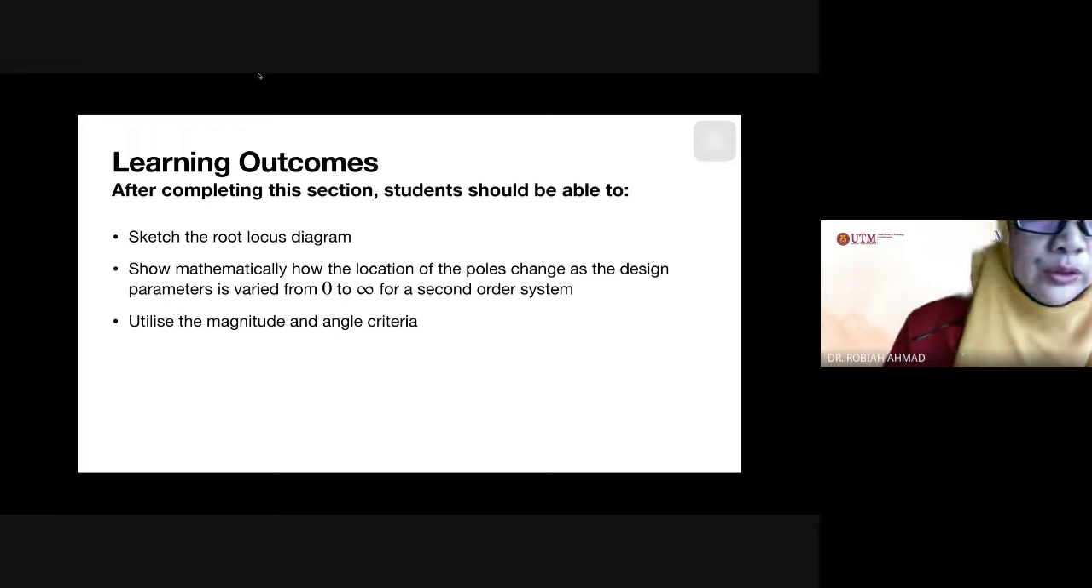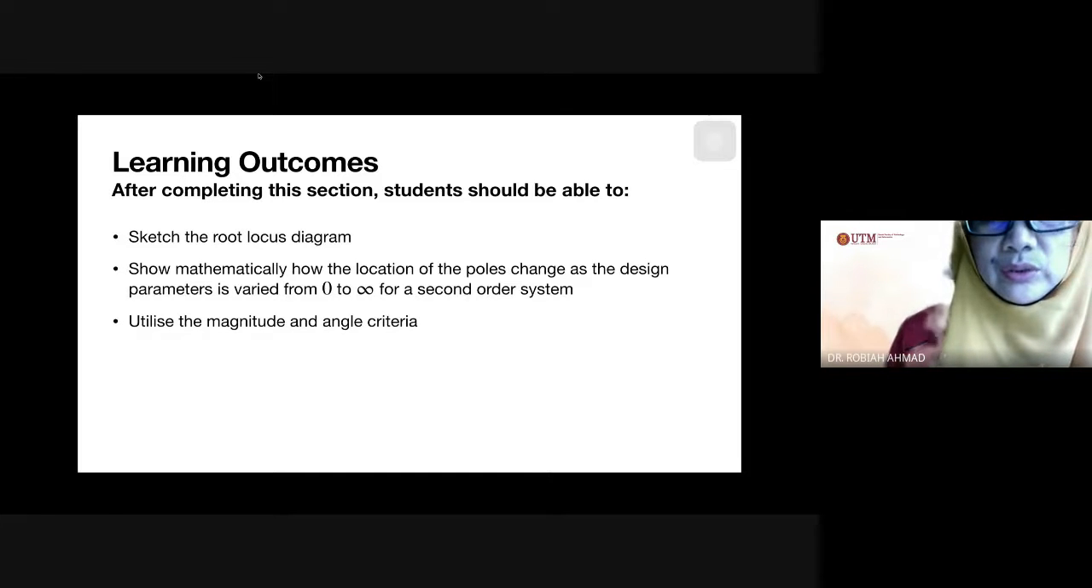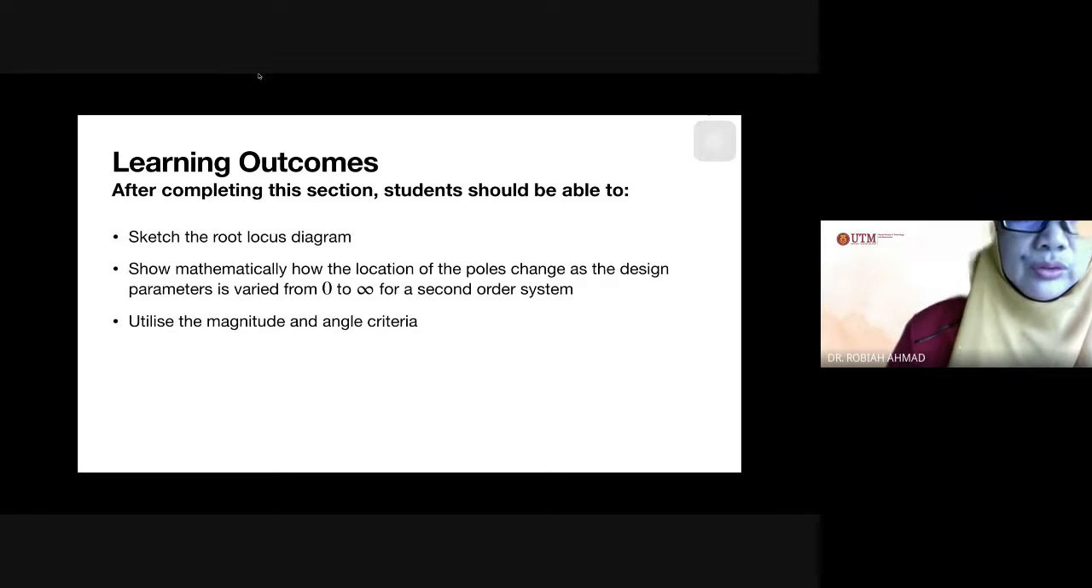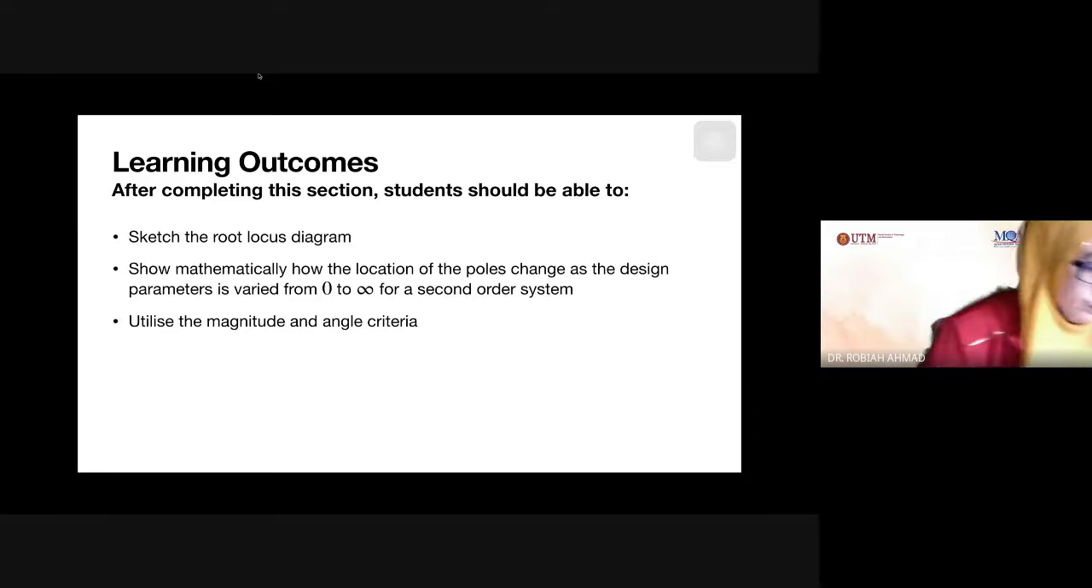The learning outcomes will be, after completing this section, students should be able to sketch the root locus diagram of a system, and then show mathematically how the location of the poles change as the design parameter is varied from 0 to infinity, especially for a second order system, and utilize the magnitude and angle criteria, especially on design. Okay, so let us understand the concept of the root locus first.